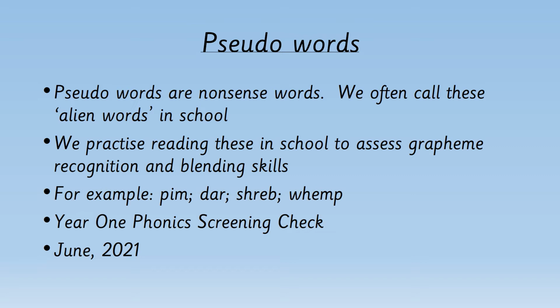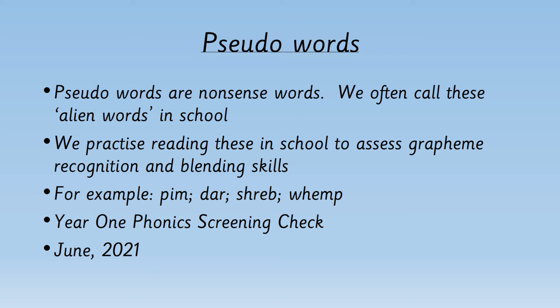Pseudo words. So pseudo words are nonsense words. We often call these alien words in school. We practice reading these in school to assess children's grapheme recognition and blending skills. So for example, some alien words are here: pim, dar, shreb and wemp.